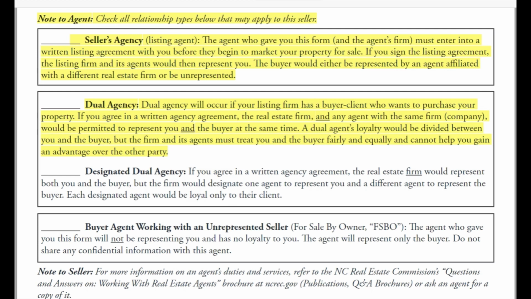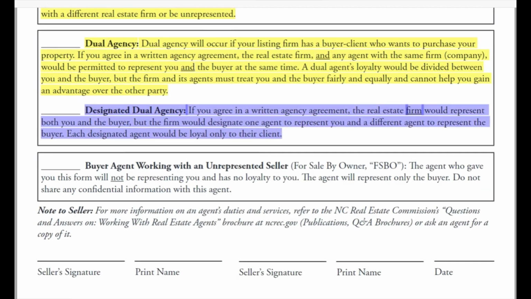A dual agent's loyalty would be divided between you and the buyer, but the firm and its agent must treat you and the buyer fairly and equally and cannot help you gain an advantage over the other party. So this dual agency is when you have a realtor that is representing both parties, the buyer's agent and the seller's agent.